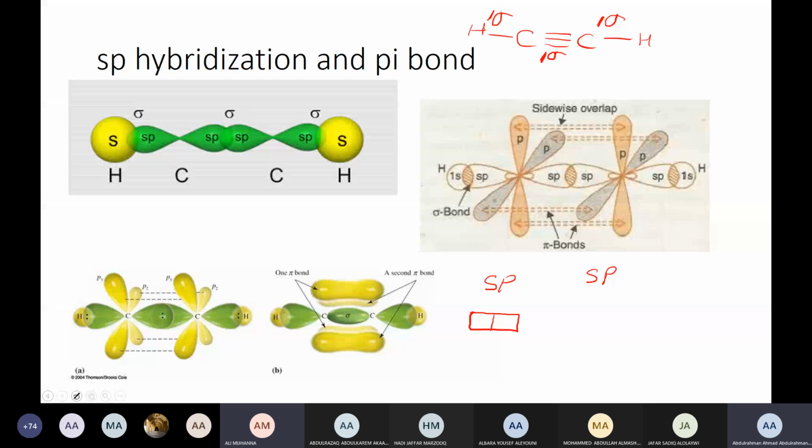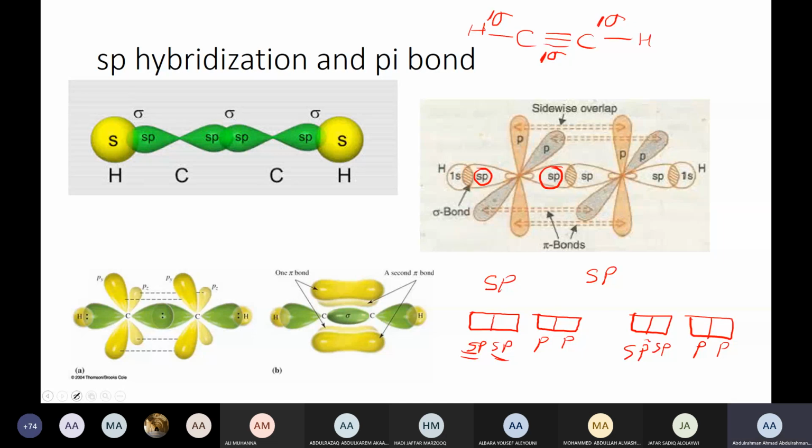How are you going to make the orbitals? Two boxes for two sp. sp and sp. And what will be left? Two boxes. What's the name of these two boxes? P and P. Each one is p. Okay, that's the first carbon. The other carbon is the same thing. sp, and the other one is p and p. That's the other carbon.